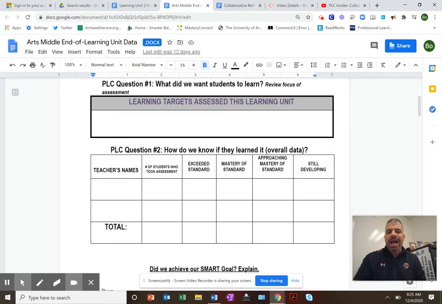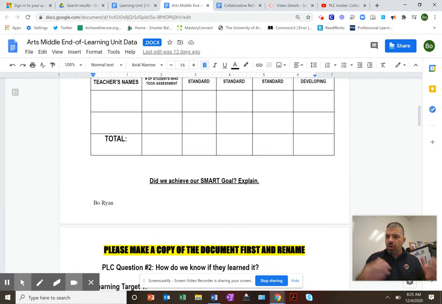PLC question number 2, how do we do overall? So if we're measuring learning over a period of a month, how do we do overall? The number of students who took the assessment, how many exceeded, how many were at mastery, how many were at approaching, and how many were at still developing. Here, did we achieve our SMART goal? Just talk about, did we make growth? That's one of the main things we want to see from the pre-assessment to the end of the unit. We want to see growth.